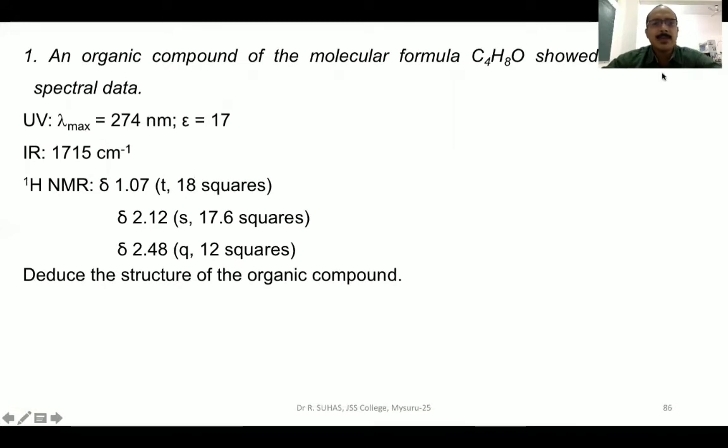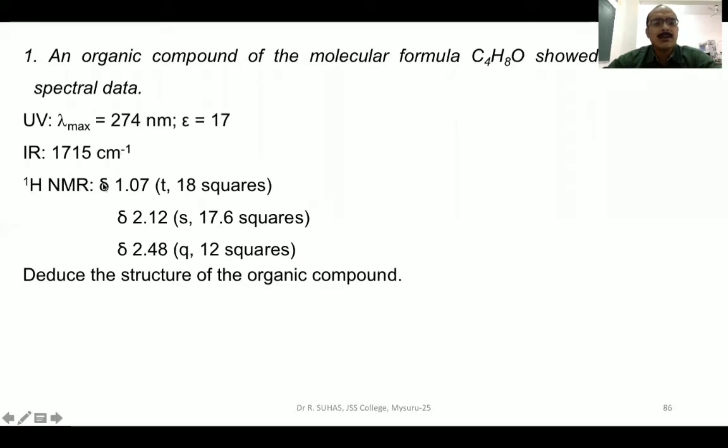The first problem: an organic compound of the molecular formula C4H8O showed the following spectral data. He is telling he has an organic compound. It has got the molecular formula C4H8O, and he has given UV, IR and 1H NMR information. We will see what UV is telling. UV, it is showing a lambda max peak at 274 nanometer, epsilon value 17. IR, there is a peak around 1715 centimeter inverse.